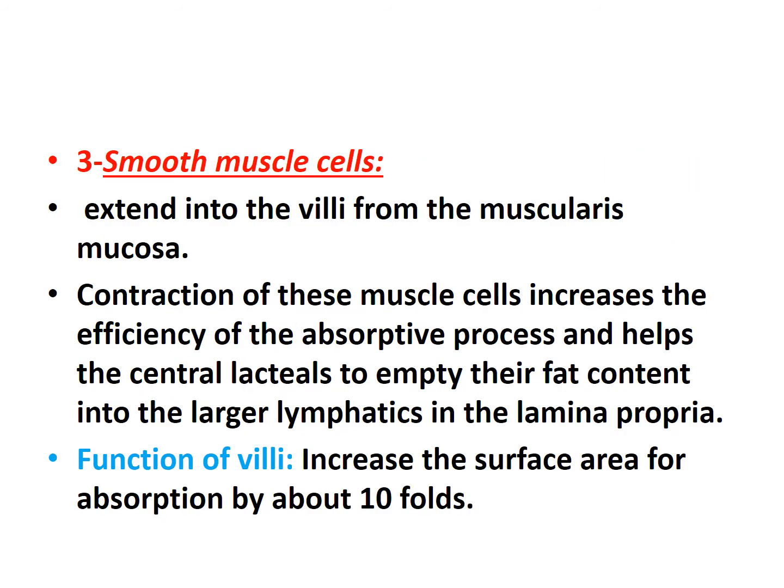After that, the smooth muscle cells extend into the villi from the muscularis mucosa. Contraction of these muscle cells increases the efficiency of the absorptive process and helps the central lacteal to empty their fat content into the larger lymphatic in the lamina propria. So, the function of the villi is to increase the surface area for absorption by about 10-fold.